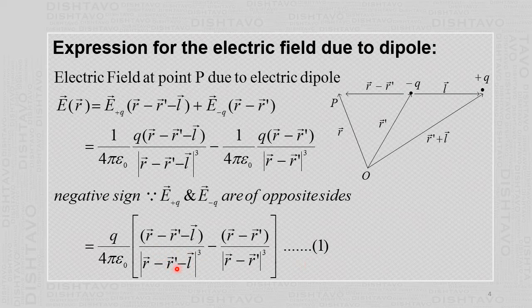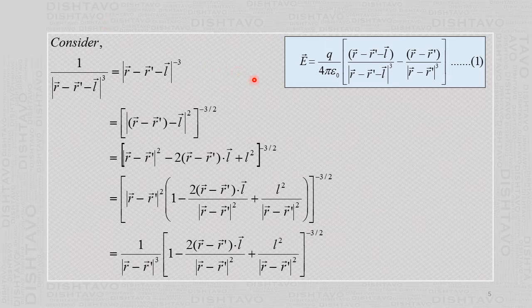Now we have to simplify this. What we are going to do next is evaluate 1 by modulus of R minus R dash minus vector L cubed, and that will be done in the next slide. We have evaluated up to equation 1. We have found this expression for vector E. Now we will try to find out what is 1 by modulus of R minus R dash minus vector L cubed. So we consider 1 by modulus of vector R minus vector R dash minus vector L cubed.